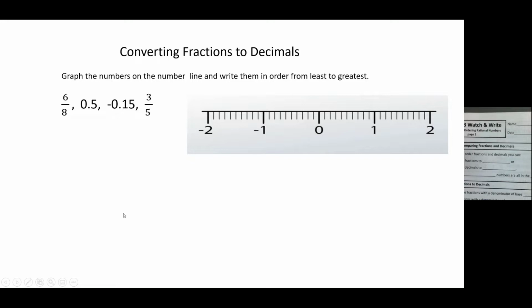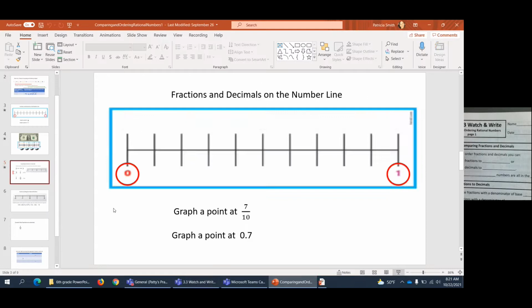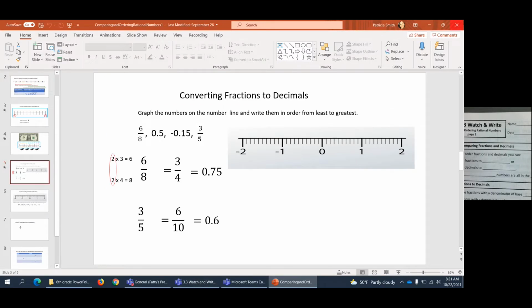All right, so that's what our notes are going to be about today. How to figure out what is the greatest and what is the least when you have a mix of fractions, decimals, positives, and negatives. See, this one's negative, right? So how can we put these in order? That is what we're going to work on in our notes today, okay? So back to our notes.